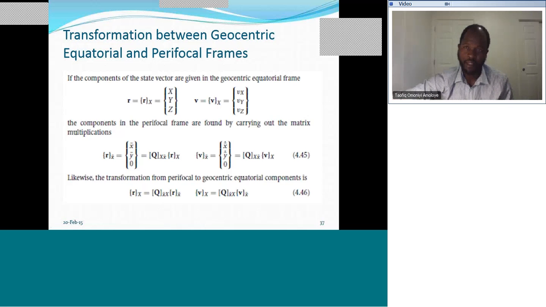So we have a way now to get the state vectors given the orbital elements. When we have the orbital elements, they are in the perifocal frame. That means we have a way to get the state vectors expressed in the equatorial geocentric frame with the knowledge of the orbital elements, always expressed in the perifocal frame.